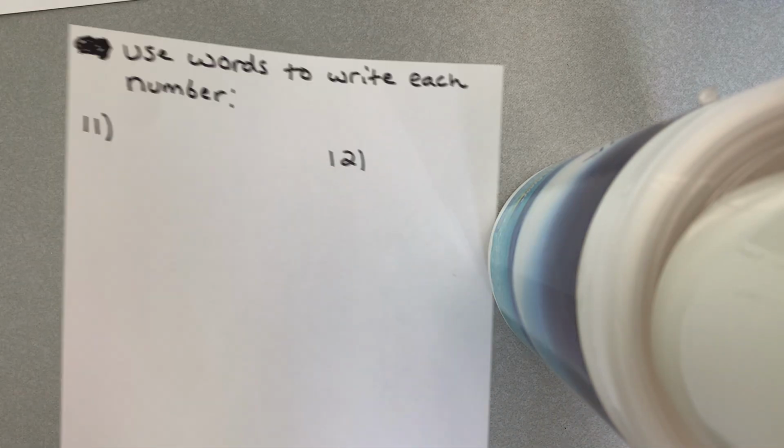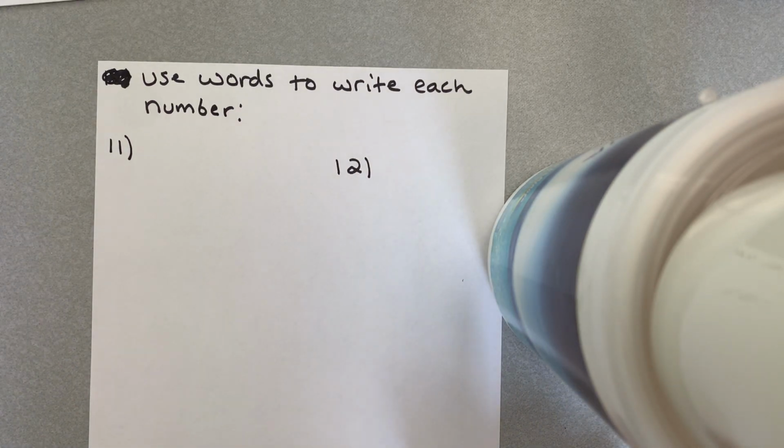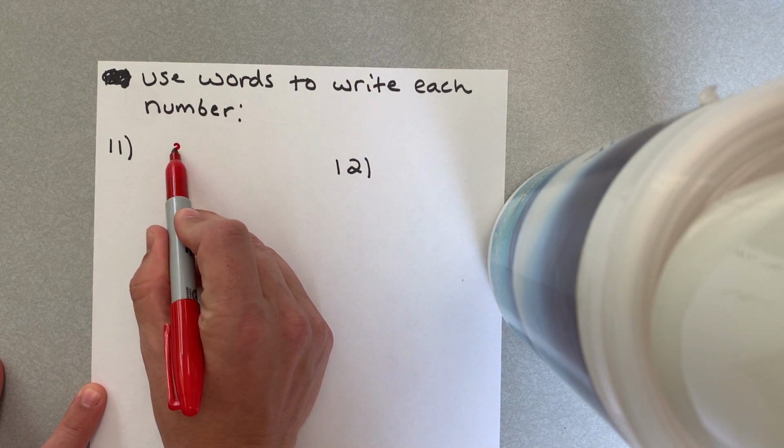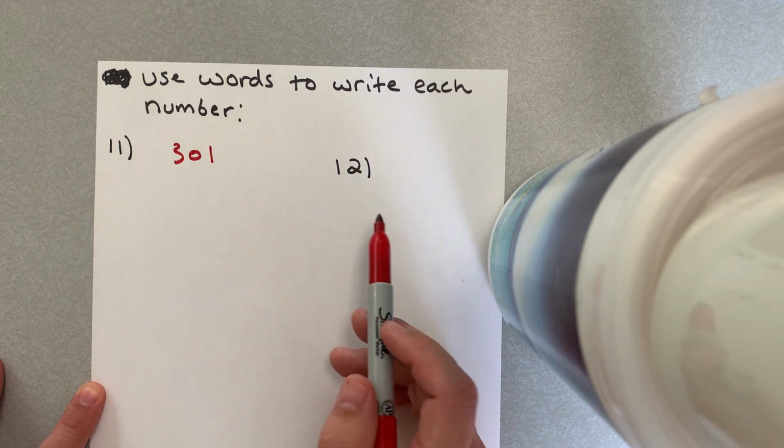Let's look at some of our problems in our homework for today. I'm going to go ahead and flip to number 11. In my example, it says use words to write each number. Well, we practiced that today in our lesson. The number they've given us for number 11 is 301. And I'm going to do number 12 with you as well.